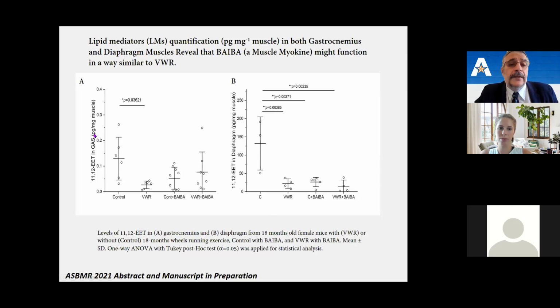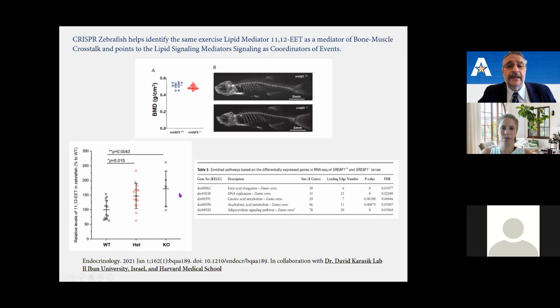And then what we did is we also compared to BIBA, because remember, Dr. Bonewald has a whole set of data with BIBA, that BIBA improves muscle function and preserves bone when you unload animals, when you unload muscles. And you see that DWR and then BIBA also have this effect.